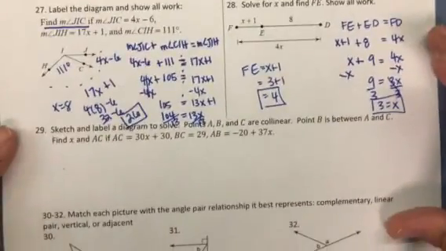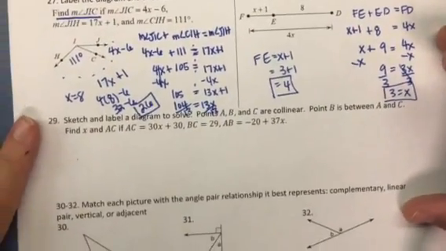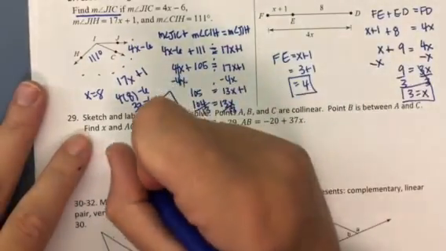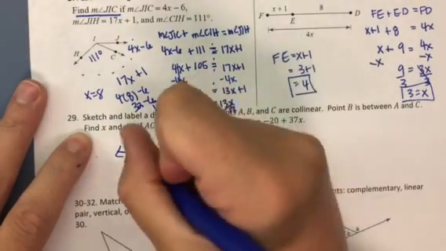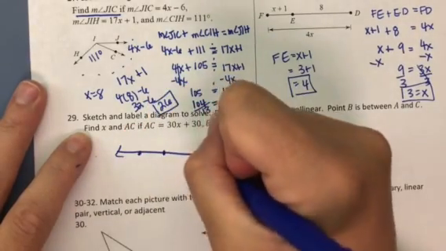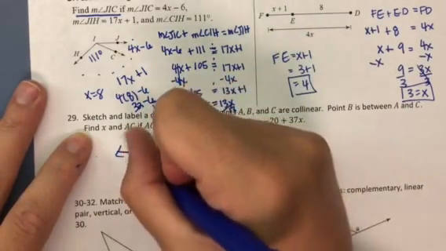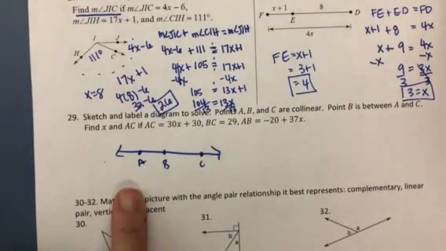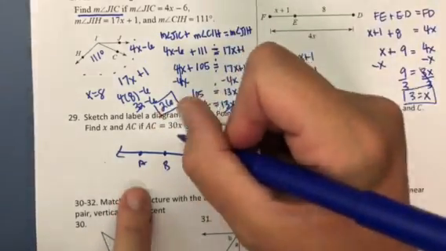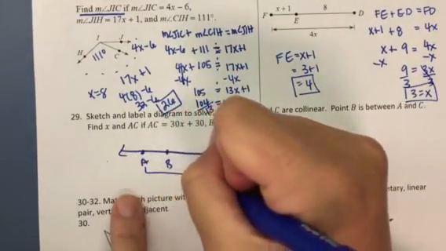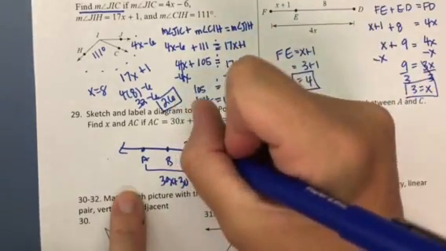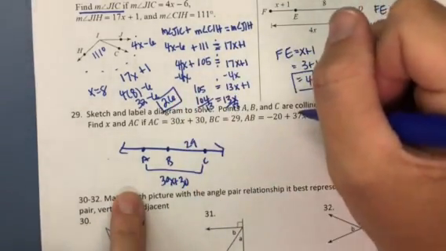Question 29, sketch and label a diagram to solve. Points A, B, and C are collinear. Point B is between A and C. Start there. So they're on the same line. I'm going to call this A, B, C. I don't really know which segment is larger, but that's okay. It's just a sketch. Let's see. AC is 30x plus 30. And BC is 29. And AB is negative 20 plus 37x.